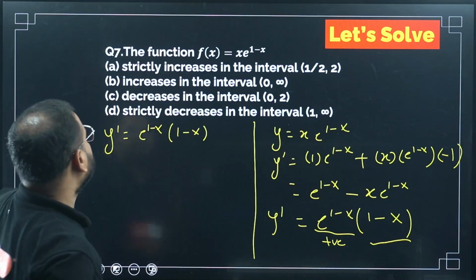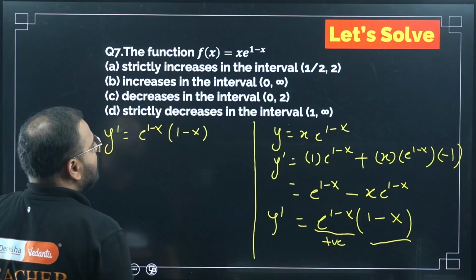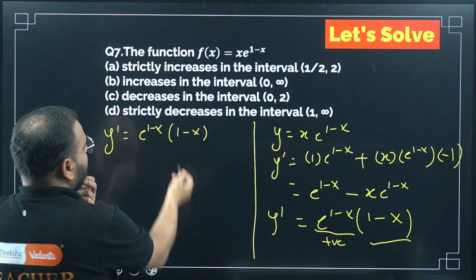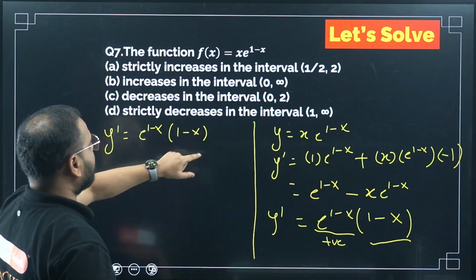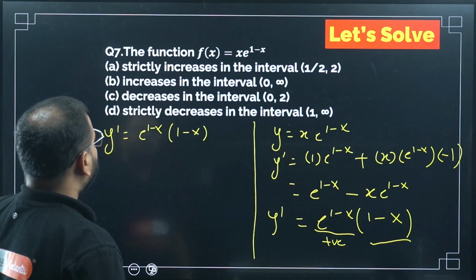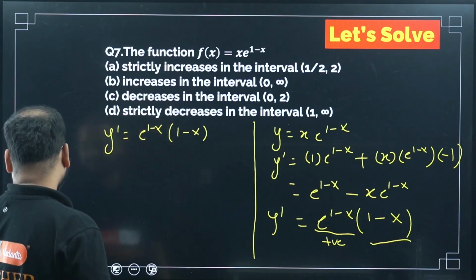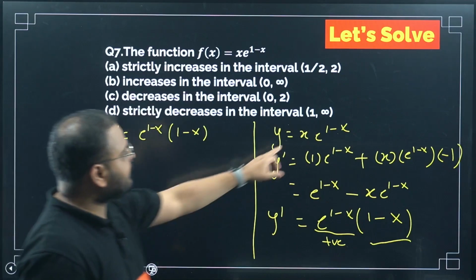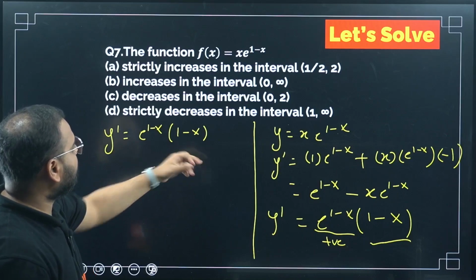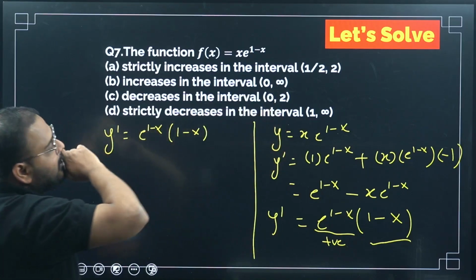Now check the intervals. Strictly increasing in interval 1 by 2 to 2? No, because in interval 1 by 2 to 2, what will happen? This will be negative, right? If I put 1 by 2 here, positive, okay? If I put 2 here, negative. No. Alright, what about this? Okay. Now look at option D, very fascinating. 1 to infinity, if you check 1 to infinity, what will happen?